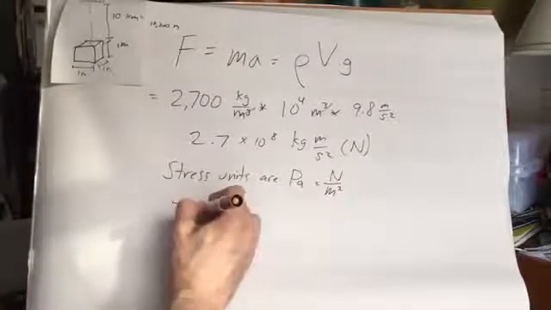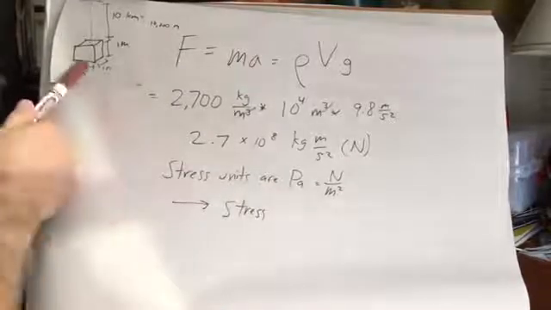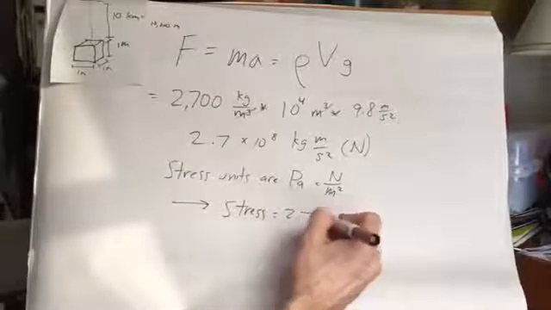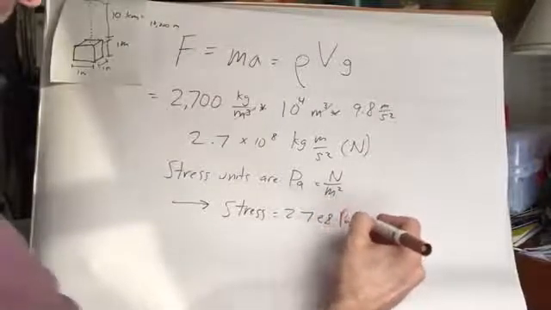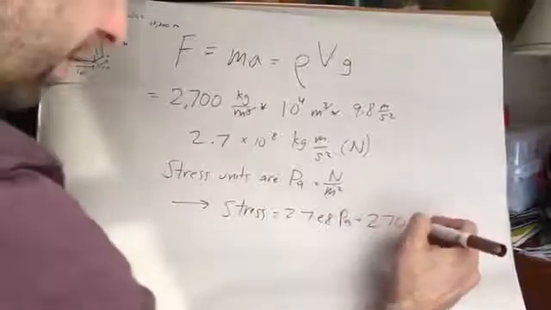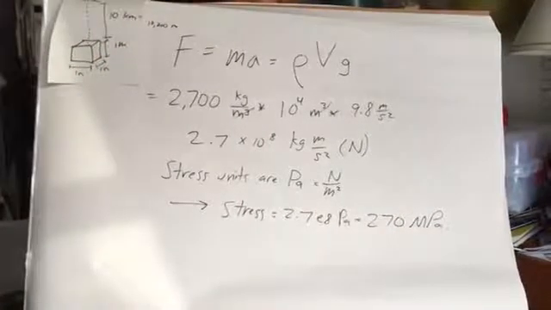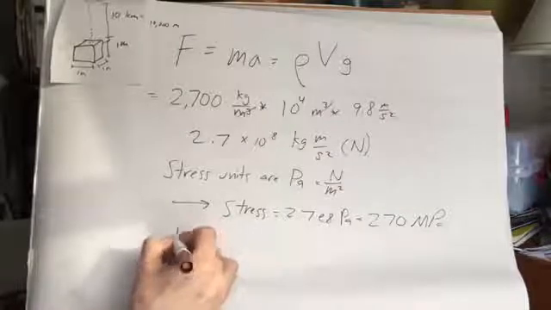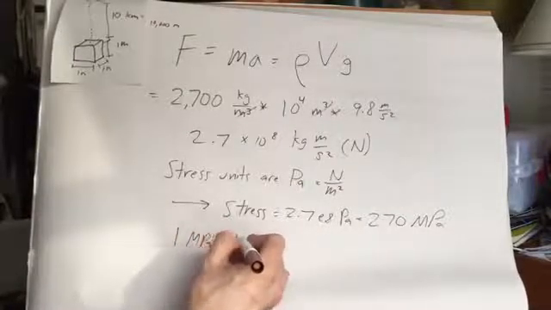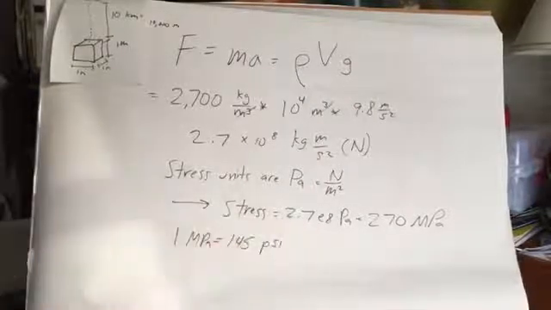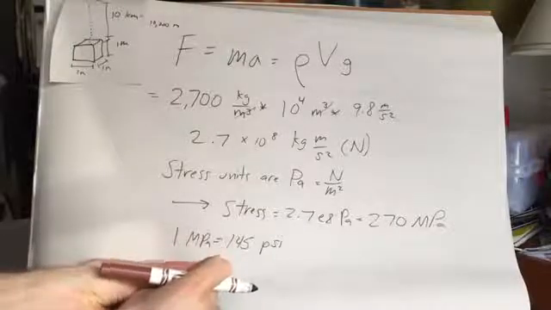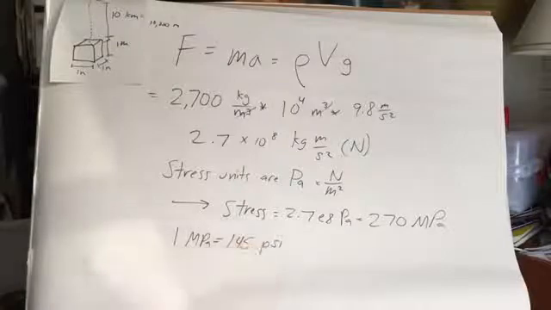So this leads to the stress that this rock feels buried 10 kilometers down: 2.7 times 10 to the 8th pascals, or much easier to talk about, megapascals: 270 megapascals. So just to get a sense of what a megapascal is, 1 megapascal is about 145 pounds per square inch. So you can imagine a ballerina up on her toe. It's about a 1-inch area, and she might weigh about 145 pounds. So 1 megapascal is about that much pressure.